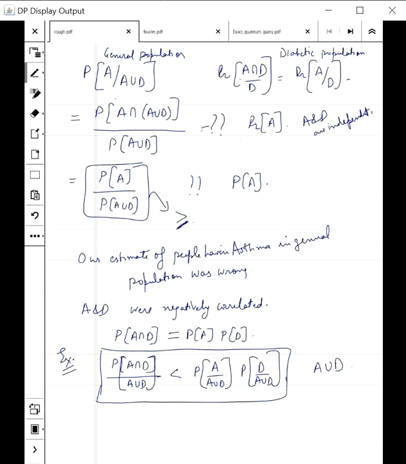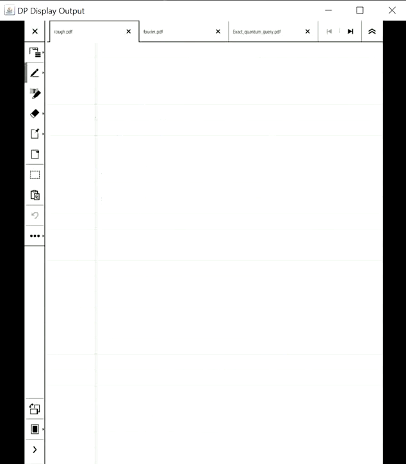And again, this tells you why the paradox was arising. In the general population, it was true that A and D were independent, they were not negatively correlated, but if you look at a special population, they might seem to be negatively correlated. But the truth is not that. This in literature is known as Berkson's paradox. We move to another few definitions.